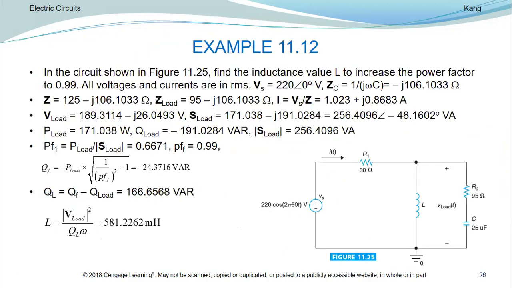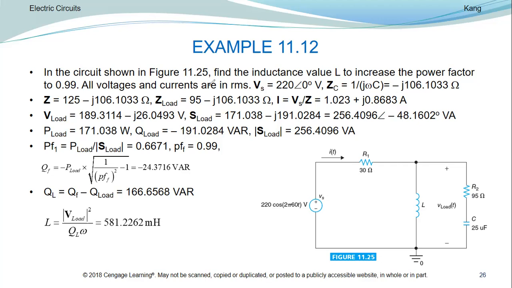Now moving towards 11.12. The circuit is shown in figure 11.25. We have to find the inductance value L to increase the power factor to 0.9. So any question from class till now? Zen? Yes, any question? Okay, is it clear? Yes, sir. Okay, okay, Zen.